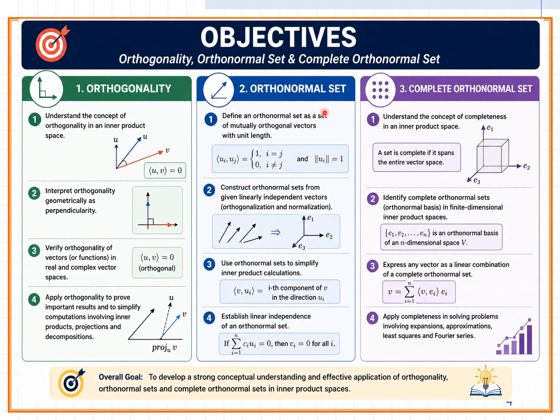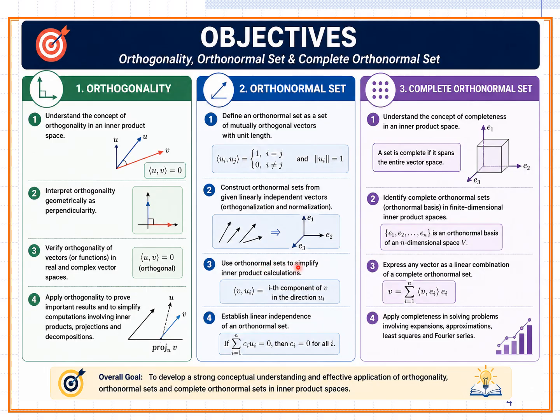Let us see the orthonormal set. Orthonormal set means the inner product is 1 when the vectors are equal, i equal to j, and 0 when they are not equal. Define an orthonormal set as a set of mutually orthogonal vectors with unit length. Unit length means 1. Construct orthonormal sets from given linearly independent vectors, by the orthogonalization and normalization process. See, these vectors are moving in different directions.